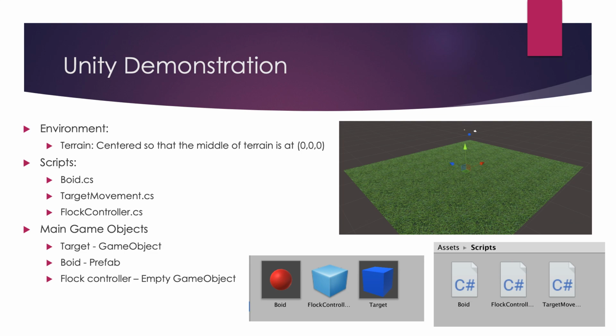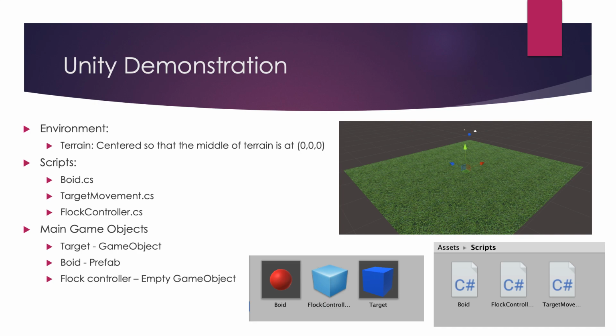Some of the scripts I used were Boyd.cs, target movement, and flock controller. Now, Boyd and flock controller are Reynolds algorithm, whereas target movement is what allows the cube to move on its own and pick locations, and once it reaches there, it decides to pick a different one.